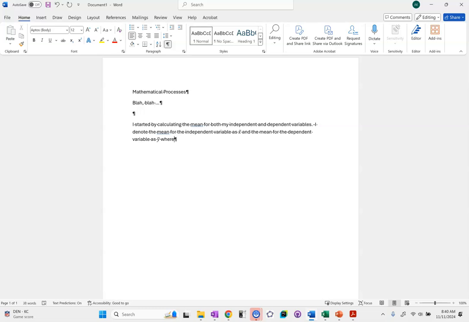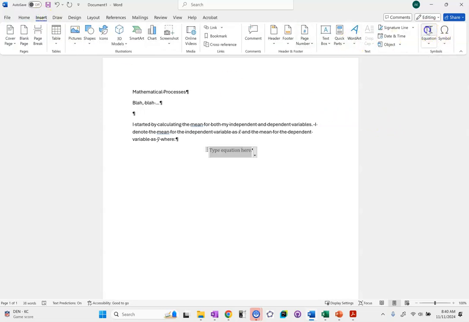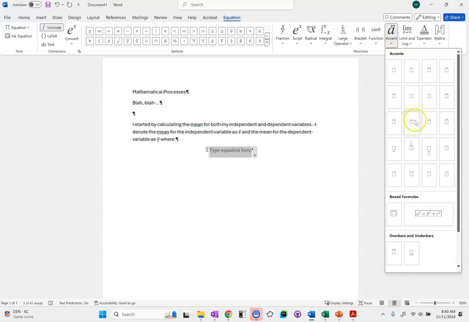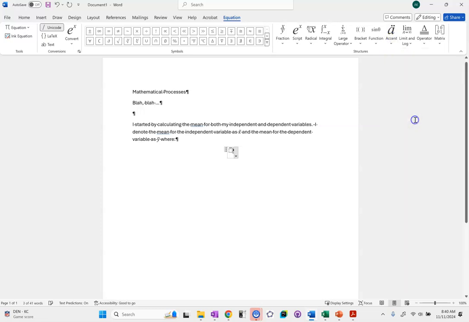And I'll say where, and I'll do a colon. And now I'm going to type in the formula for x bar and y bar. So again, I'll go into the equation editor, and I'm going to type in the general formula here. So I'll start with x bar, so I'll do accent bar x. And then I'm going to use my right arrow so that I'm still inside the equation editor, but no longer underneath the bar. Then I'll type equals.